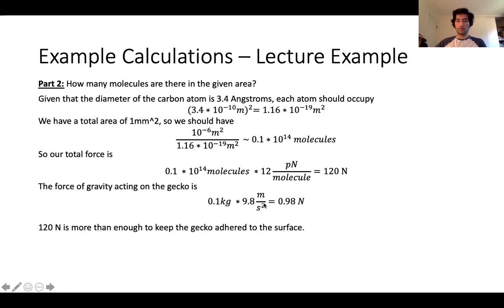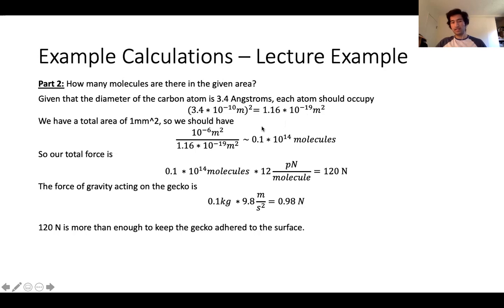The way we make this approximation, as you saw in lecture, is that if the optimum van der Waals radius is about 3.4 angstroms, then we can take a carbon atom that has a diameter of 3.4 angstroms and build a box around it. That box should have sides of 3.4 angstroms by 3.4 angstroms. So each carbon atom essentially occupies a space of 3.4 angstroms squared, which equals this if you work it out.